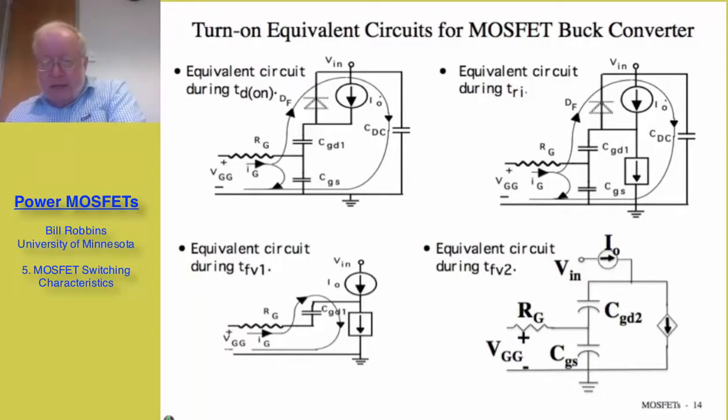And that takes a time interval t_ri. Once I've commutated all the current out of the freewheeling diode, now I can begin to reverse bias that diode, and so the drain to source voltage now can begin to drop.